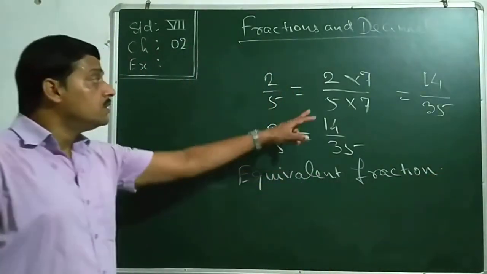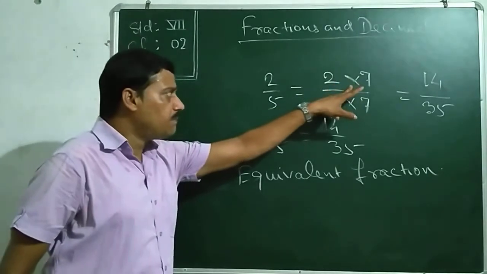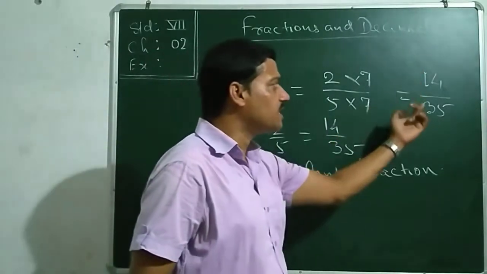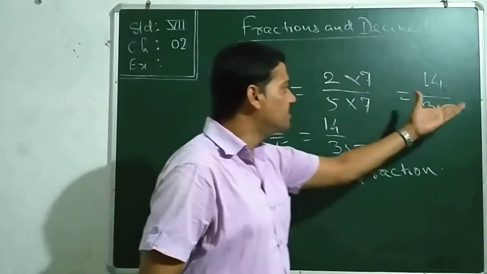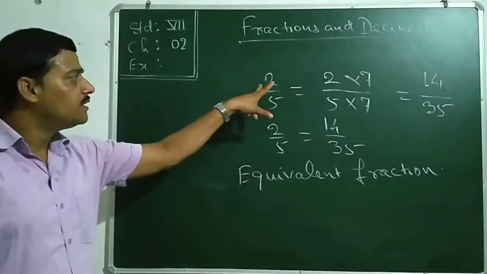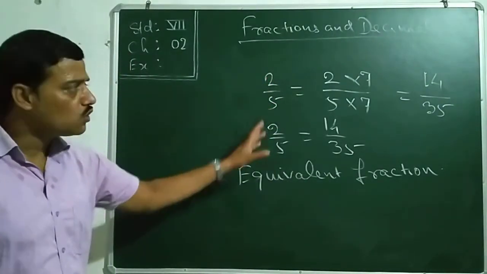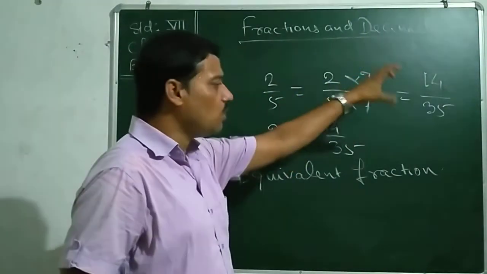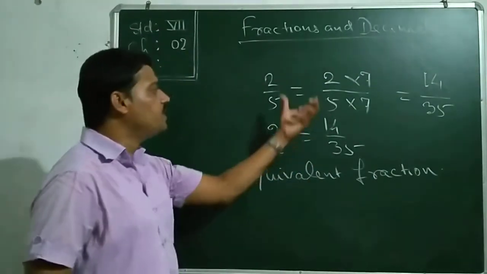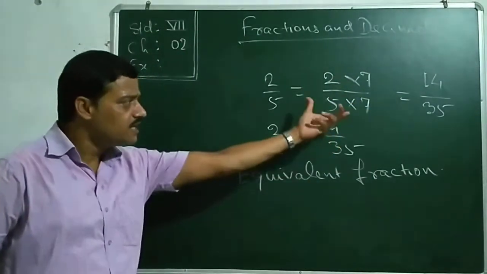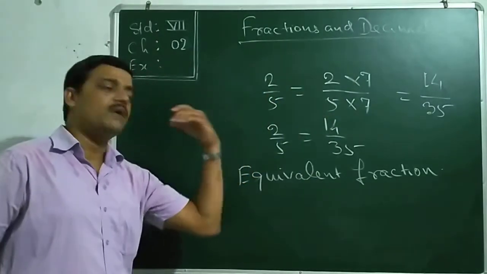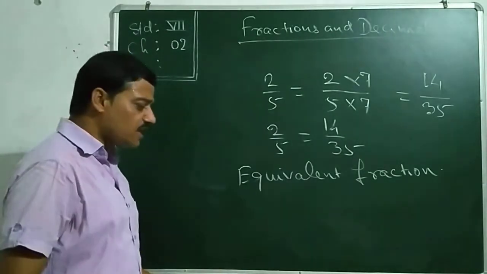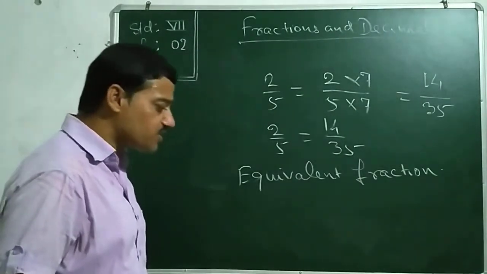Take care. We had multiplied by the same number. If you go for division by the same number for any given fraction, that will also give you the equivalent fraction. So if you multiply numerator and denominator both by the same number, then we will get an equivalent fraction. And if we divide numerator and denominator both by the same number, then we will also get the equivalent fraction. In this way, you have learnt about fractions, and now you can continue your exercise 2.1.